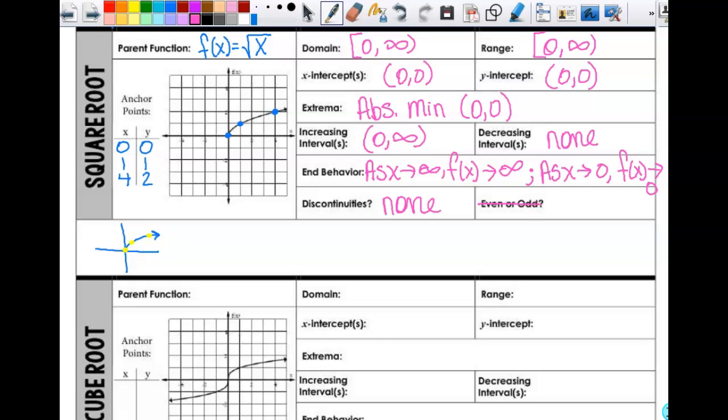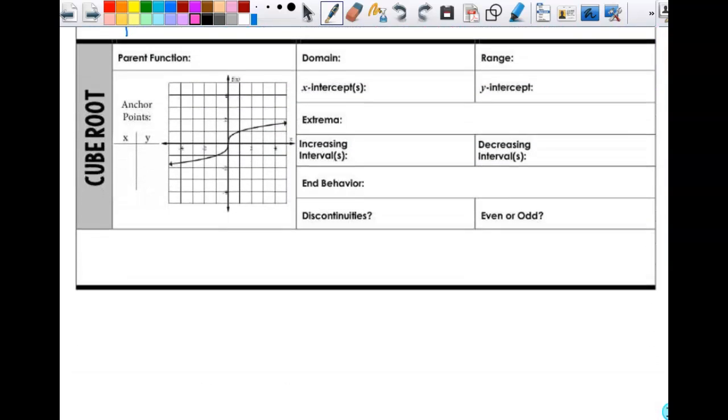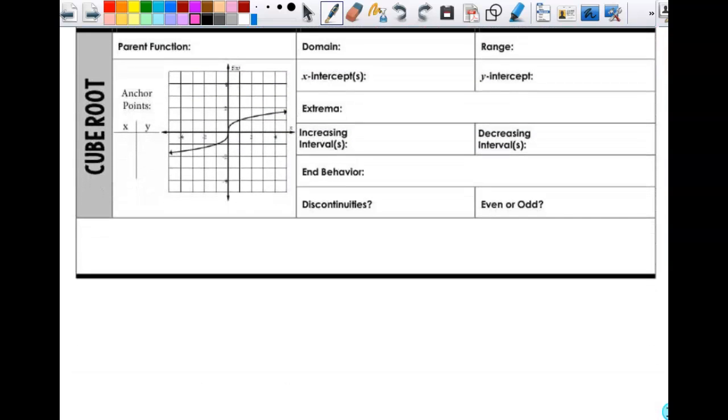All right, so let's look at the cube root. So this one's probably new. I think the graph is, you've done cube roots, you should have anyway. So cube root function, f of x, is equal to the cube root of x. All right?